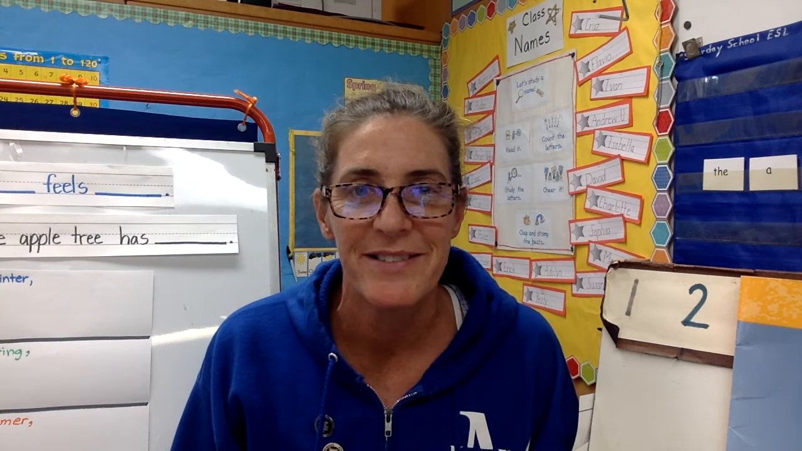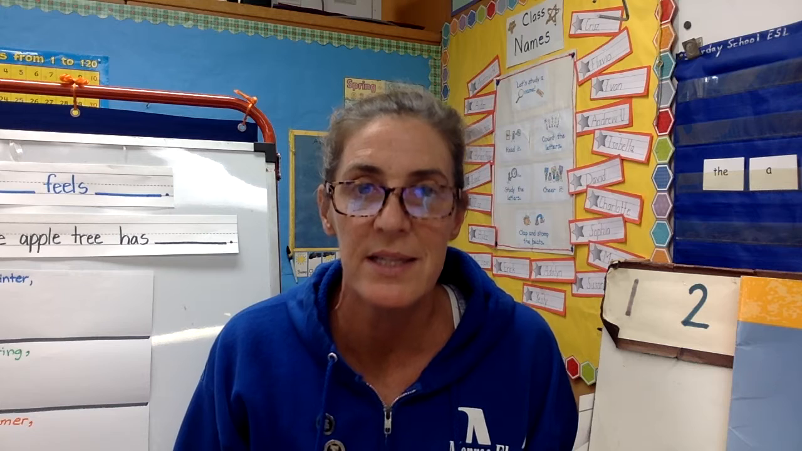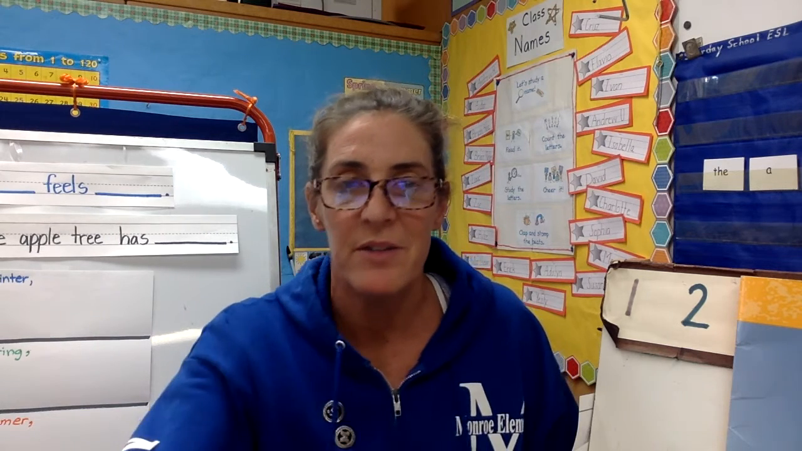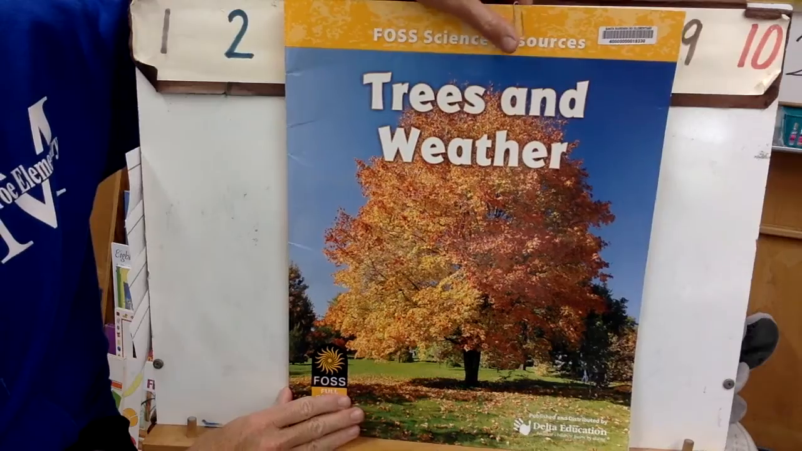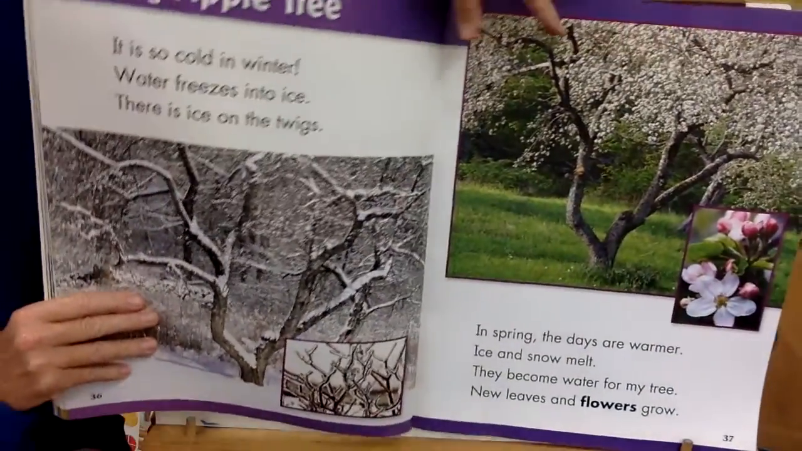Boys and girls, today we're going to talk about the seasons. There are 4 seasons in the year, and the seasons feel very differently. So we're going to look first in this big book called Trees and Weather. And we're going to look at how the seasons make an apple tree change.